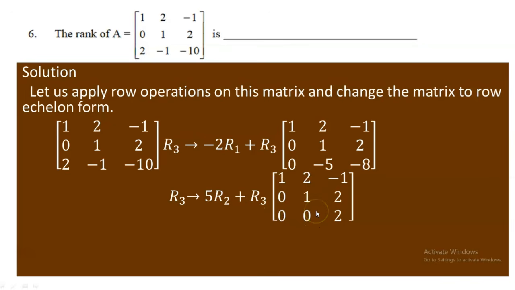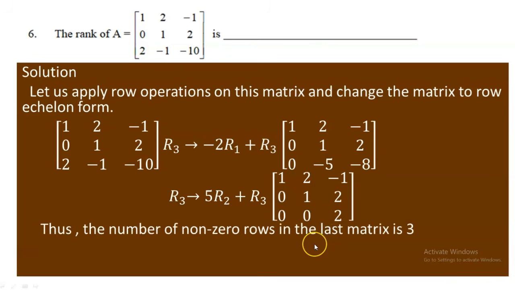Now count the number of non-zero rows from this. This is a non-zero row. Again, this is a non-zero row. And if you see the last row, it's non-zero. So the rank of this matrix is going to be 3, because the number of non-zero rows after we change the given matrix to row echelon form is 3. Therefore, the rank of this one is 3.